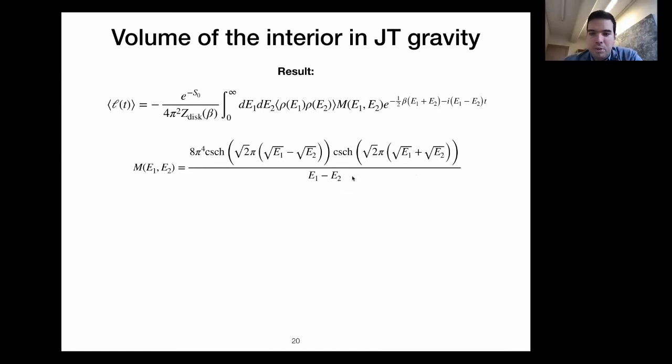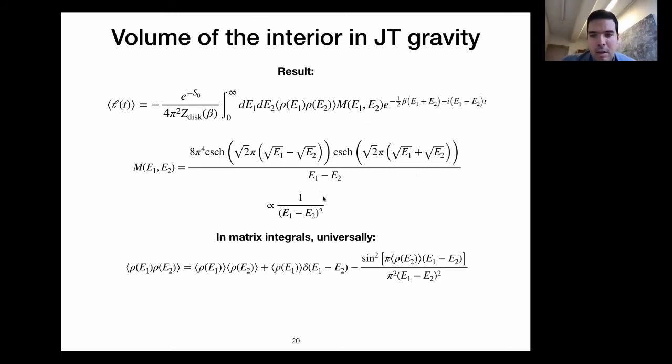So what's the important feature of this kernel? All the details don't really matter. What matters at late times is how this behaves when the energy difference is small. As you see, that's what the time couples to in this expression, and it behaves as an inverse square singularity that pulls together energies.